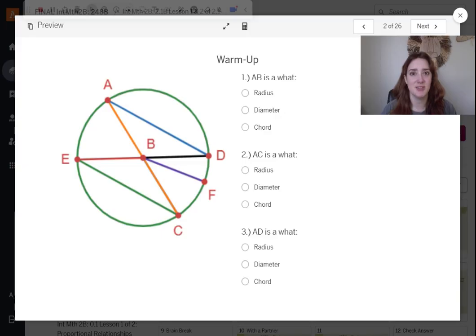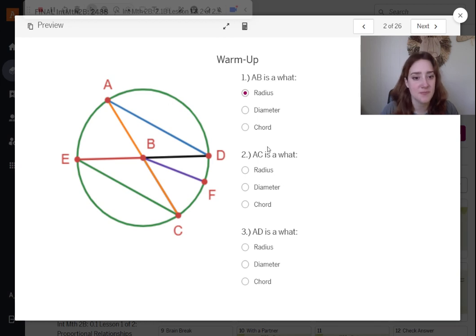All right, so assuming that you have paused the video, we've got our answer. Let's see. So A to B, we can tell that B is in the dead center of this circle, and point A is on the outside of this circle. So because it's going from the dead center to any point on the outside of the circle, AB is going to be a radius. That's a radius. So radius is going from the center of our circle out to any other point on the circle.